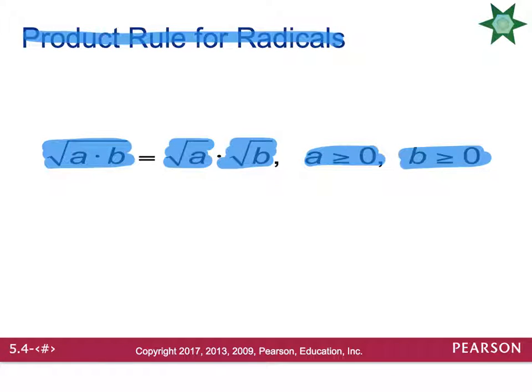Now this is not true. We have to be careful. The square root of a plus b is not equal to the square root of a plus the square root of b. So we cannot break them out if we're adding. We can only break them out separately if we're multiplying.